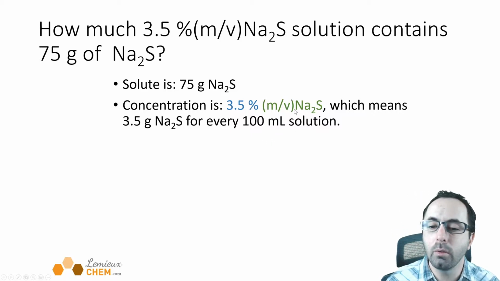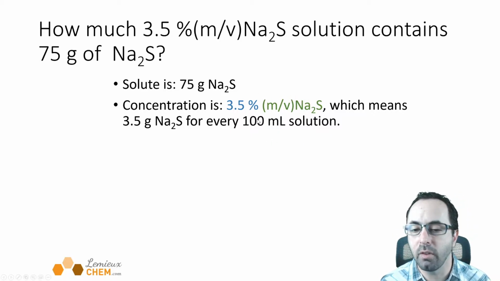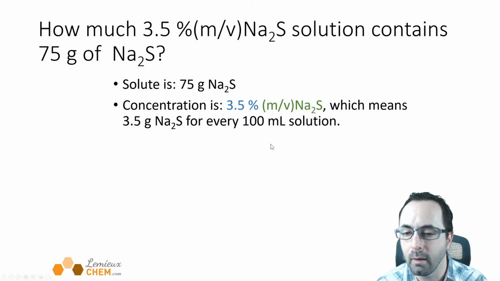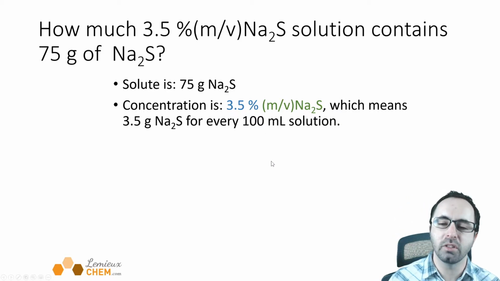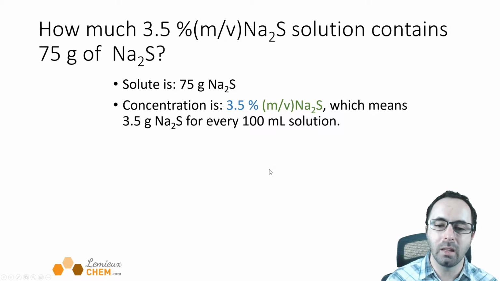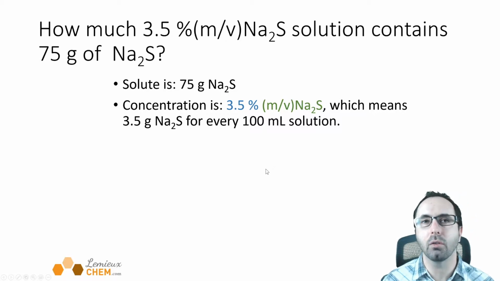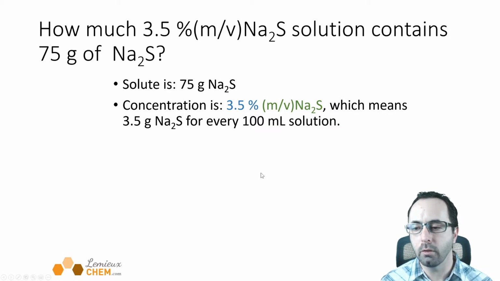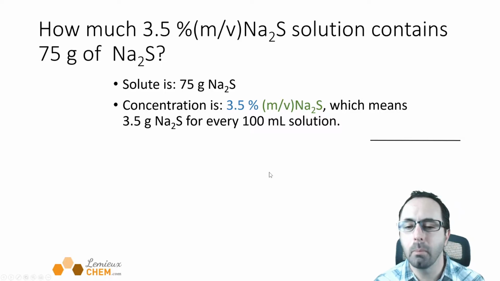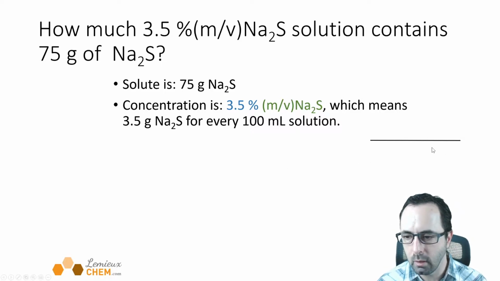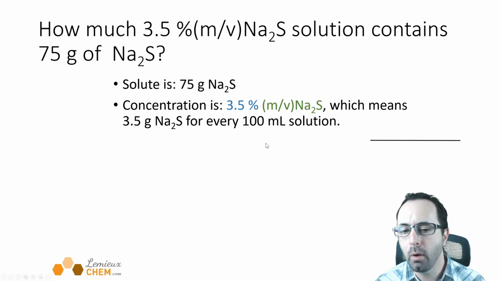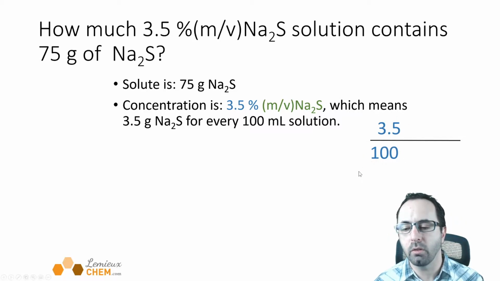Now, the way to turn this into a conversion factor is to read what it says here. It says 3.5%. Percent means per 100. Think of century, right? Century means 100 years. Percent means per 100. So if we're trying to make this into a conversion factor, we first write what's in the blue here, 3.5%, 3.5 per 100. So 3.5 goes in the top, 100 goes in the bottom.